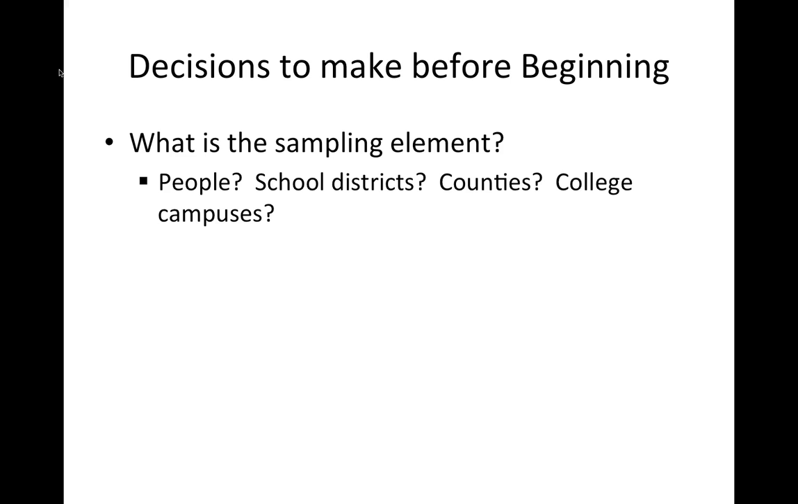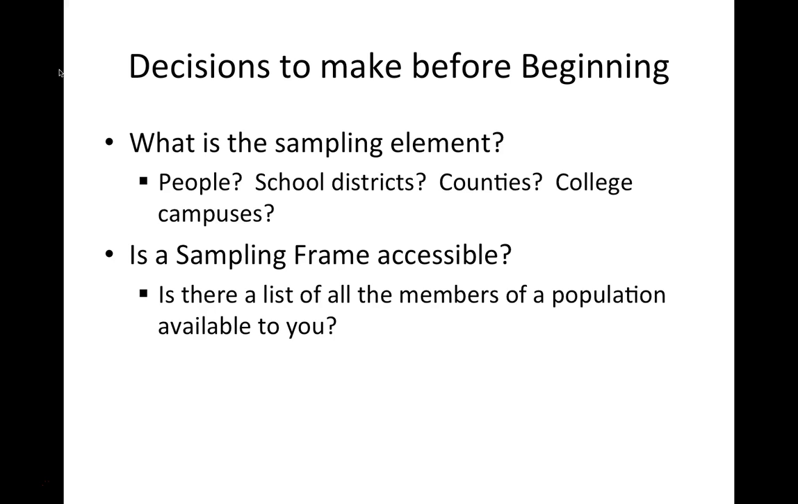Before we begin our research, and as we're in the planning stages of our research, it's always important to think about what the sampling element is, obviously. So are we looking at people, school districts, counties, college campuses? And is a sampling frame even accessible to us? Is there a list of all the members of a population available to you?